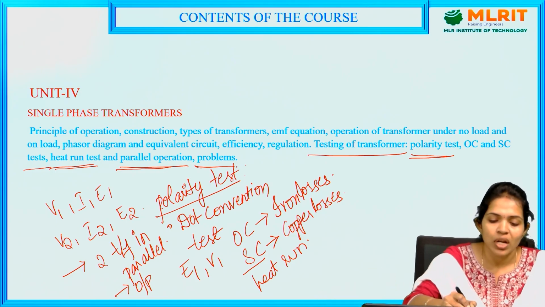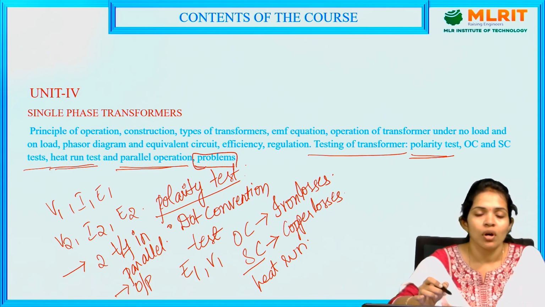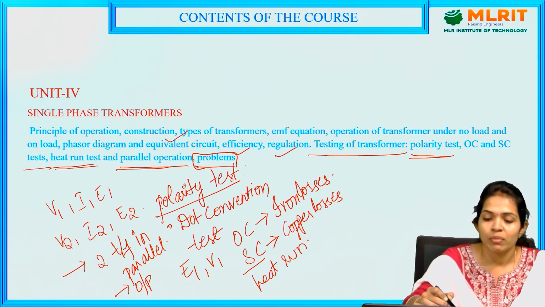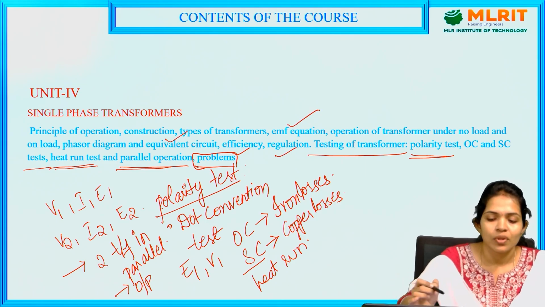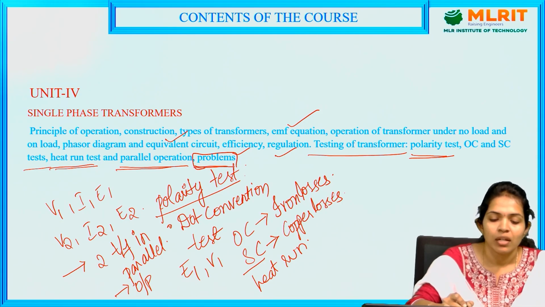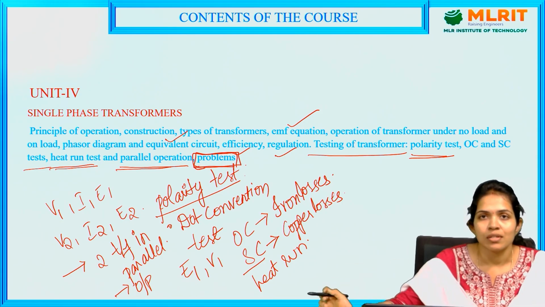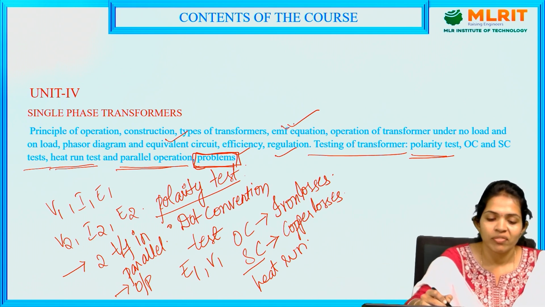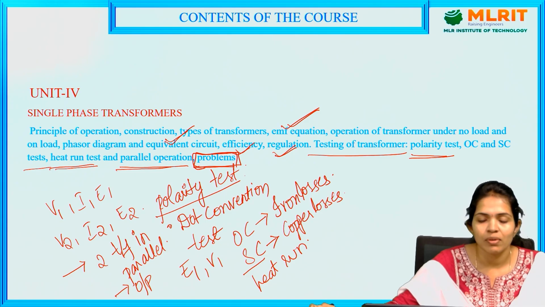And then we'll also cover the numericals or problems on the topics of efficiency, regulation, equivalent circuit of the transformer, and EMF equation. The numericals will be clearly discussed on the topics of the EMF equation, equivalent circuit, regulation and efficiency. All these topics will be covered under numericals in single phase transformers. This is totally about the contents which are going to be covered in the DC machines course.